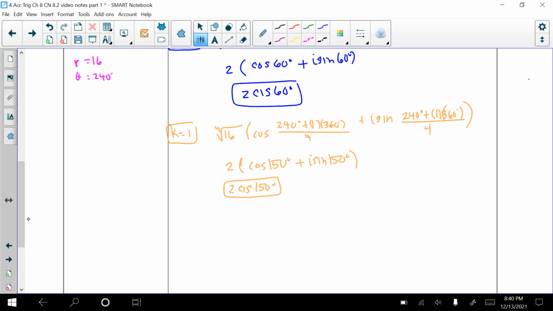Now we have 2 of the 4 fourth roots required by the directions. So now I'm going to just go sequentially with my k value. I will now use k equals 2. So I've got the fourth root of 16 times cosine of 240 degrees, because that's still theta, plus 2 times 360 all over the n value 4. And I sine of the exact same expression.